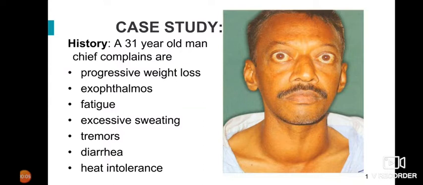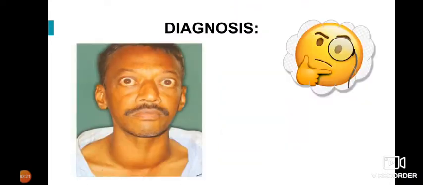So today, before I start with the topic, let's see a case study. A 31-year-old man with chief complaints of progressive weight loss, exophthalmos, fatigue, excessive sweating, tremors, diarrhea, and heat intolerance. So, who can the culprit be? Yeah, it is the hyperactivity of the thyroid gland, which is called hyperthyroidism.